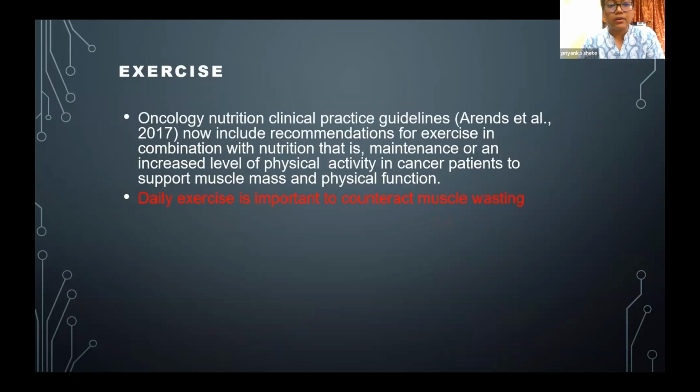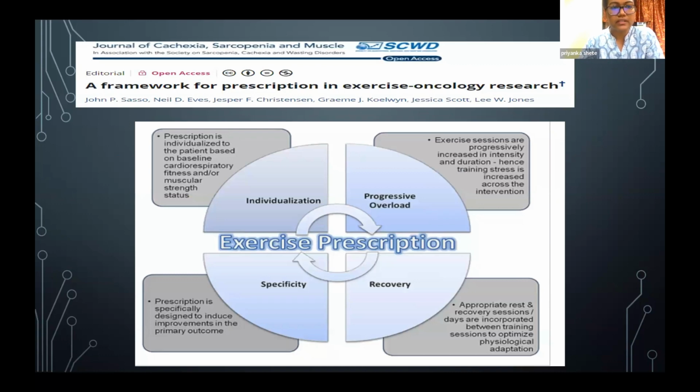Then exercise. Oncology nutrition clinical practice guidelines now include a recommendation for exercise in combination with nutrition, that is, maintenance or increased levels of physical activity in cancer patients to support muscle mass and physical function. Daily exercise is important to counteract muscle wasting. Then there is a paper on a framework for exercise prescription in exercise oncology research, which concludes that the prescription is individualized to the patient based on baseline cardiorespiratory fitness and/or muscle strength status.